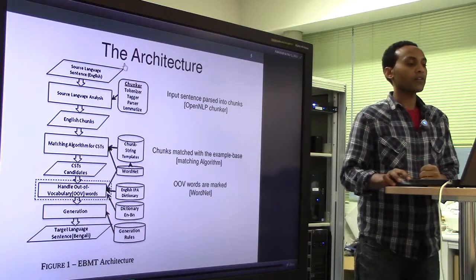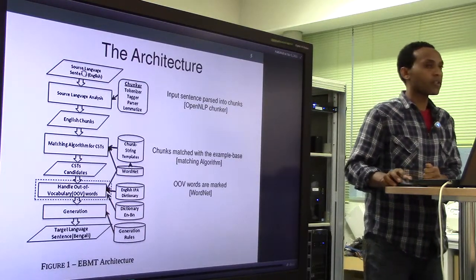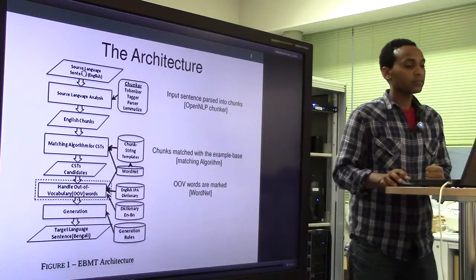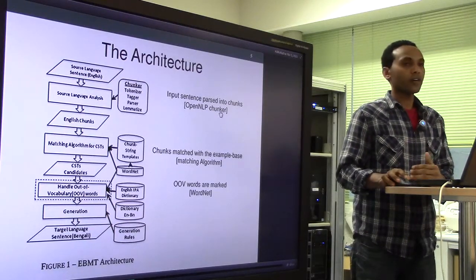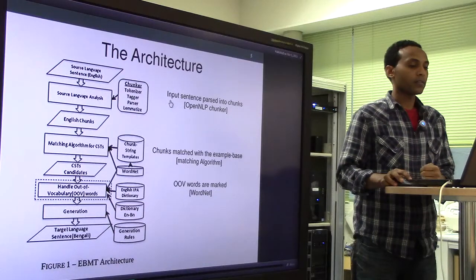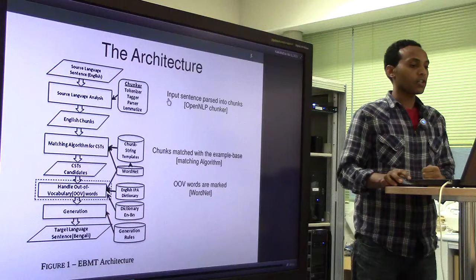In this architecture, first there is the source language, which is English, and by using the OpenNLP Chunker, the input sentences are processed to find out the chunks in English. So here, source language analysis is done to find out the chunks.